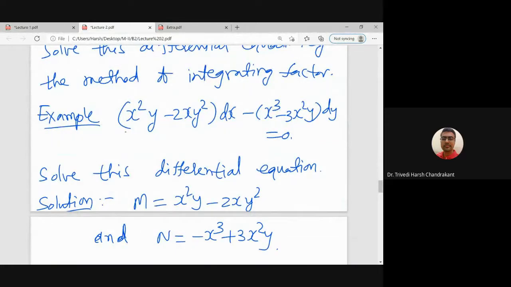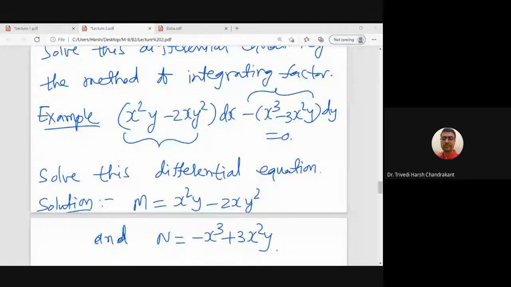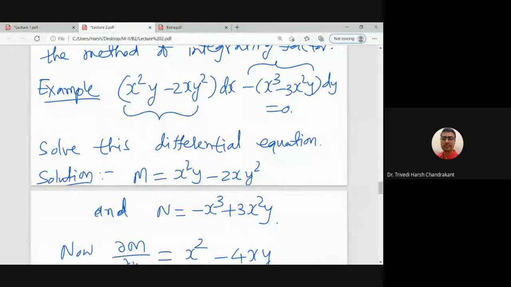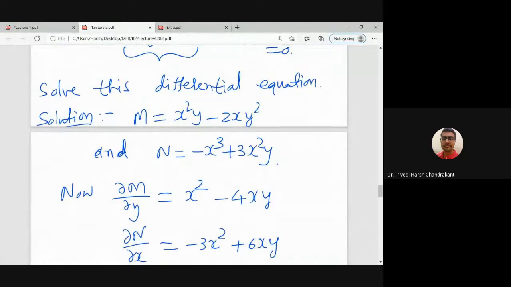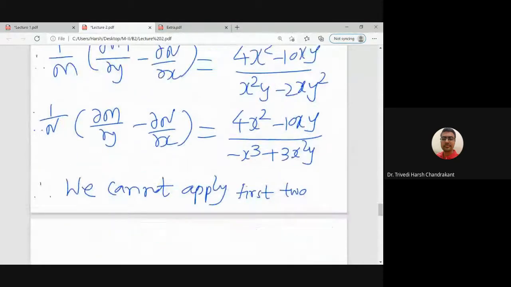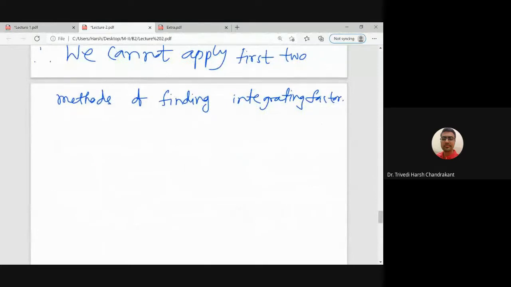you can see that both of these functions are homogeneous, this one and this one. So what is the degree of these two functions? 3. 3, right? Both functions are homogeneous, and they both have the same degree, which is 3. And the second thing is we need to find mx plus ny. If it is not zero, then its inverse is the integrating factor.